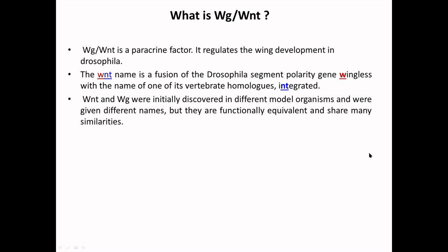Wnt and Wingless were initially discovered in different model organisms and were given different names, but they are fundamentally equivalent and share many similarities. There are two loss of function alleles of Wingless: Wingless CX3 and Wingless CX4.